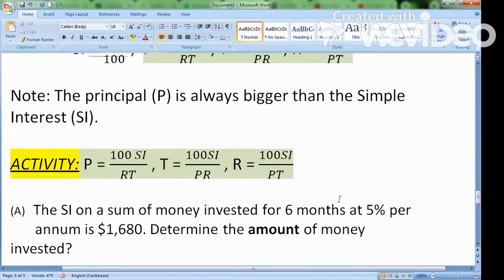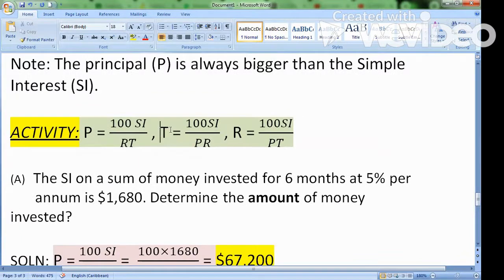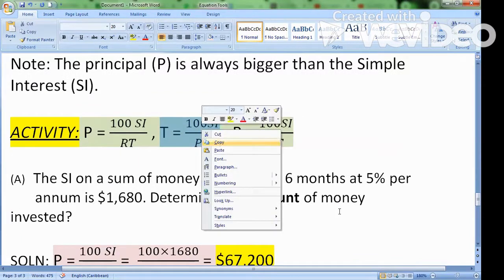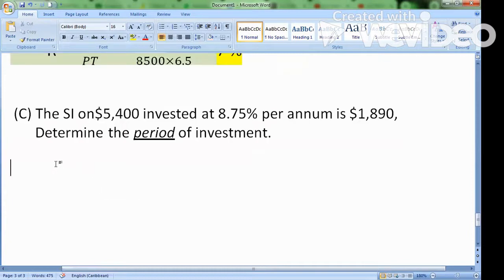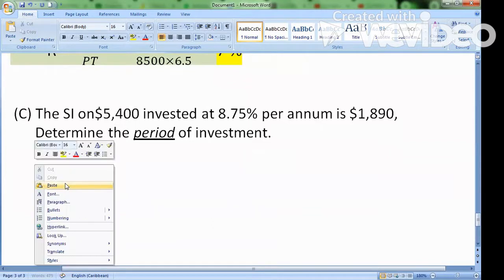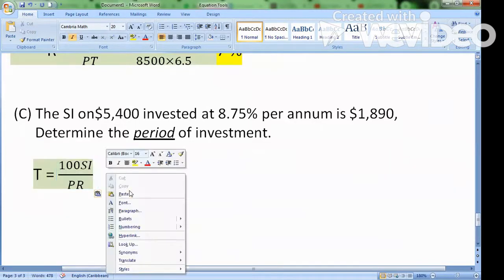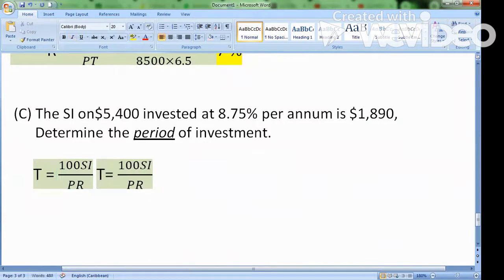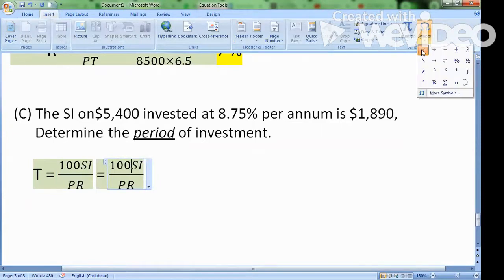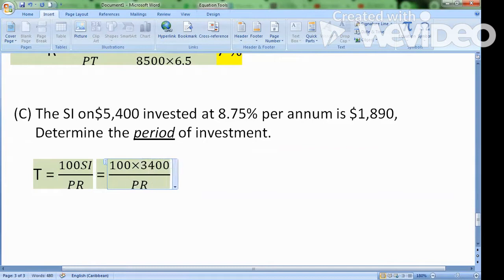Now, let's look at the last one. And the last one is talking about what? Time period, right? So we're going to use that formula. So that's going to be 5,400. I got the working out now, sir. Sorry. All right, that's very good.